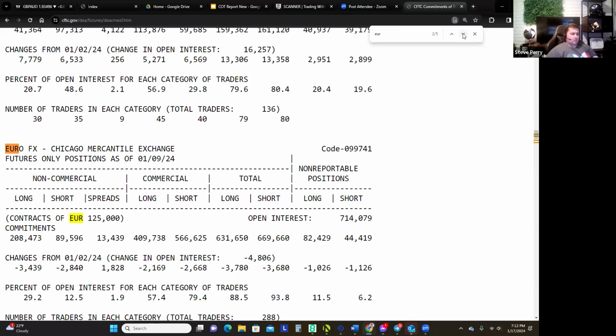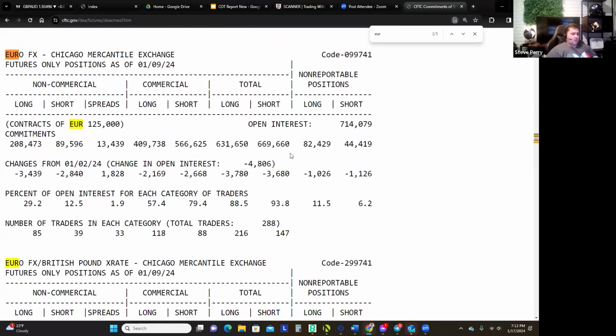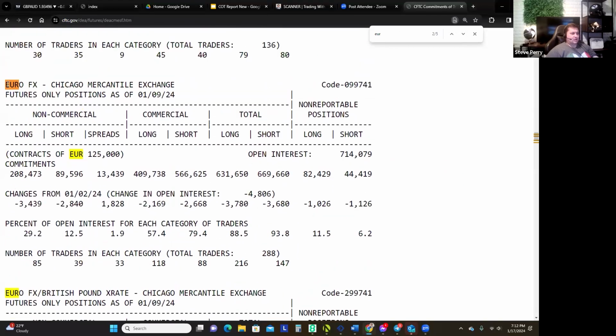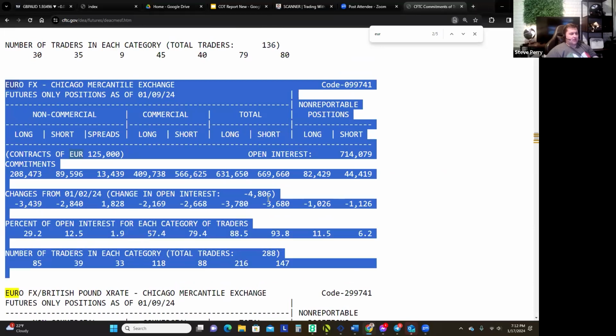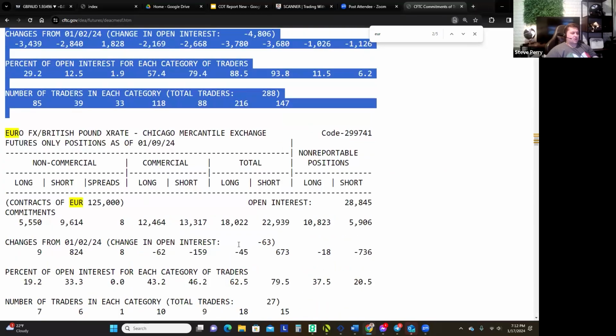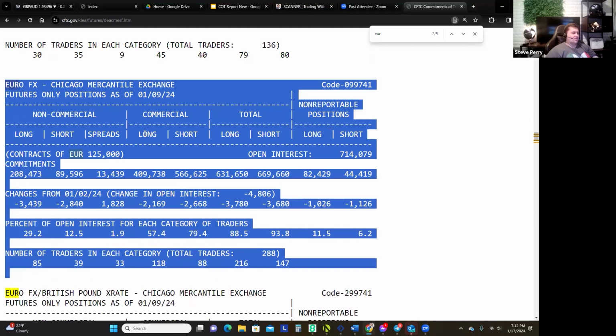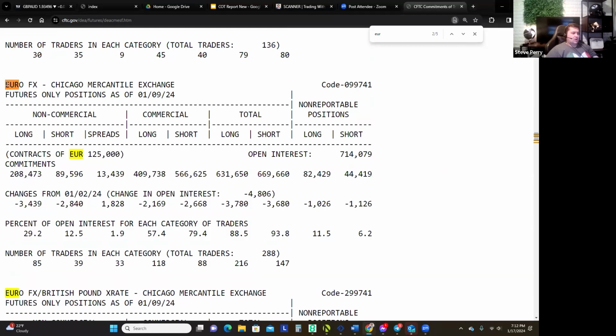Let's go back to the euro right here. This whole thing is an entry, and then just below that is another entry. That's a COT report entry, and it'll tell you the instrument. So this is Euro FX futures on the Chicago Mercantile Exchange in the United States. These are futures only positions as of Tuesday, January 9th, 2024.